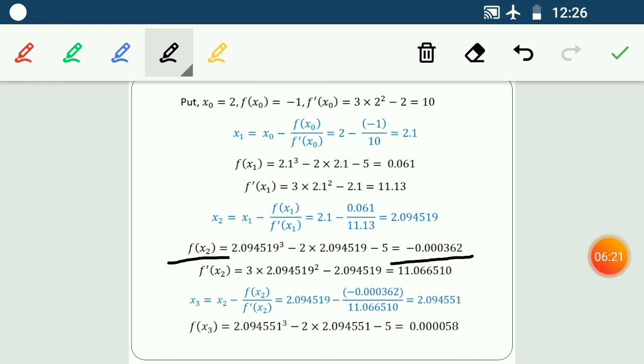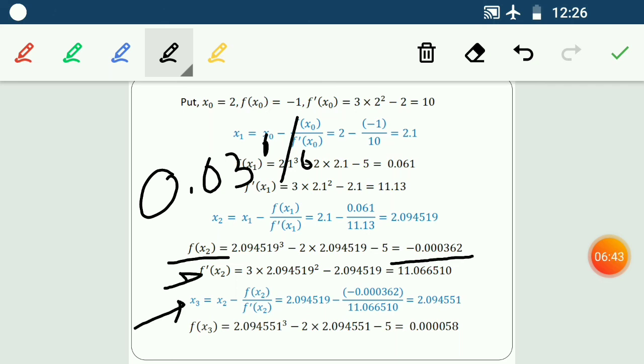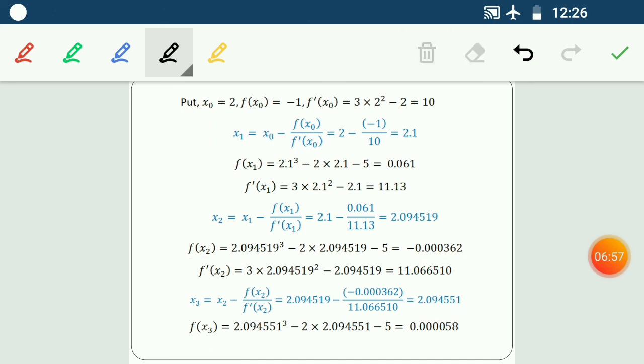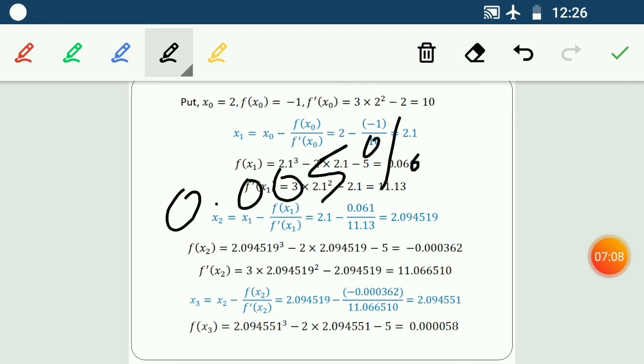So here you can see we are getting a preciseness of 0.03. Okay, that means we are getting an error of 0.03% only. Okay, so it is giving a very high accuracy, but still we can go for one more iteration. So I have this f dash x2 and then one more iteration as x3, and this value is coming as like this, 2.094551. And here we can see that f of x3 is coming as 0.000058. That means it is giving a very negligible error, that is like 0.005%.